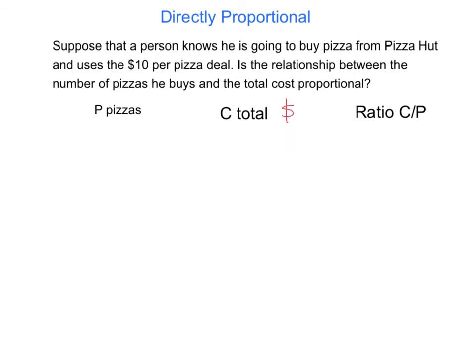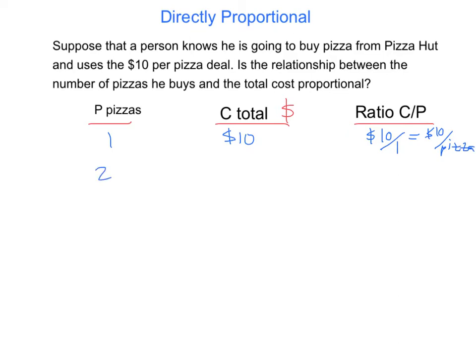So what we're going to do is we're going to let P be the number of pizzas he buys. We're going to let C be the total cost for buying those pizzas. And we're also going to compute this ratio of C divided by P. So if he decides to only buy one pizza, well, it's only going to cost him $10 because it's $10 a pizza. And we get the ratio of 10 divided by 1. So this is where we get $10 per pizza.